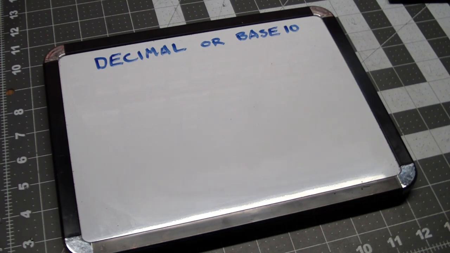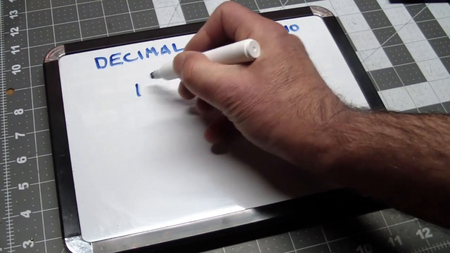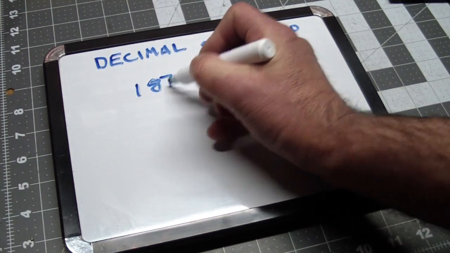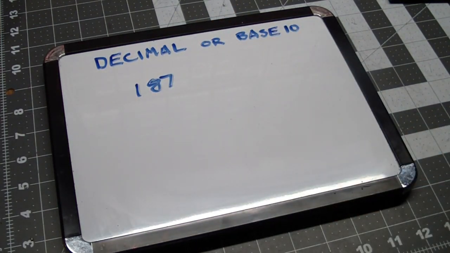Why do we use the decimal system? It may have something to do with the fact that most of us go through life with 10 fingers. Also 10 toes, but I don't think that if we had 7 toes or 8 toes normally that it would have. As long as we have 10 fingers, the decimal system is what we use every day. There's really not much left to explain. I mean, it's a decimal number. 187. That's a decimal number.